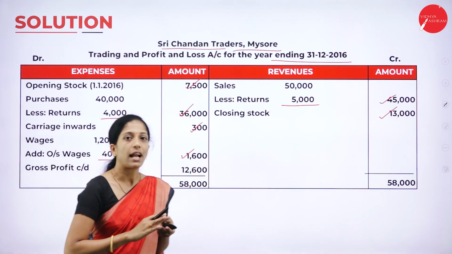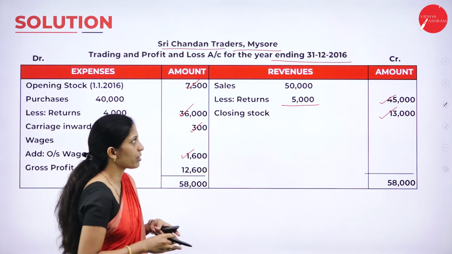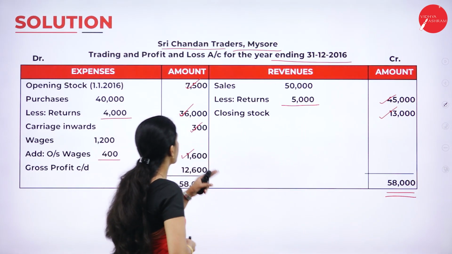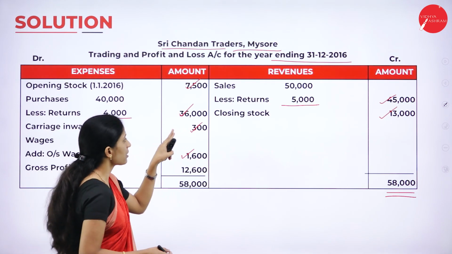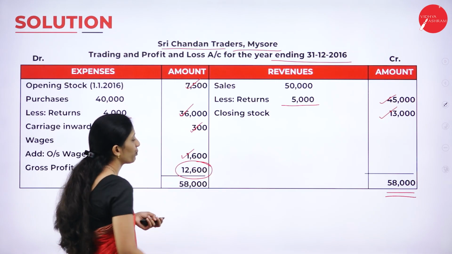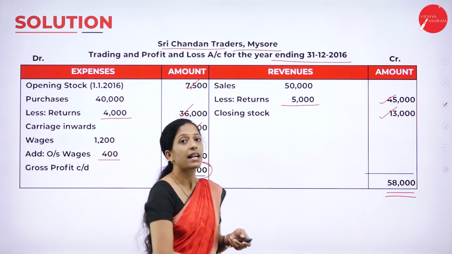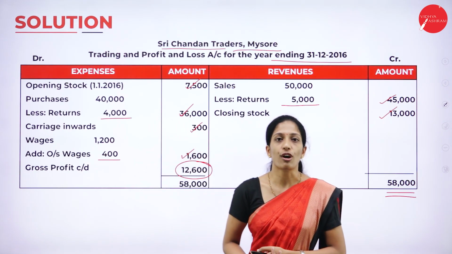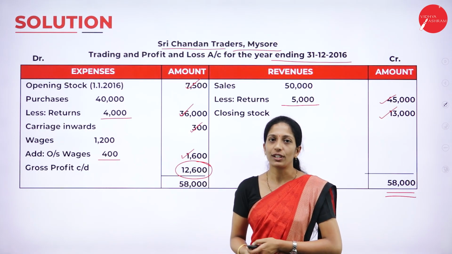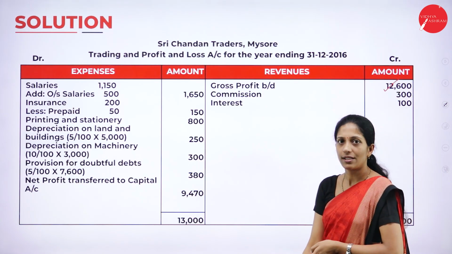Now balance both the side, and the balancing figure of trading account will be gross profit or gross loss. So if you add the credit side, so it is 58,000 minus 7,500, 36,300 and 1,600. You will get a balancing figure of 12,600. Now what is this 12,600? Your credit side is more than debit side, so it is gross profit. Now this gross profit has to be carried forward to profit and loss account. So how do you write? Gross profit brought down 12,600.